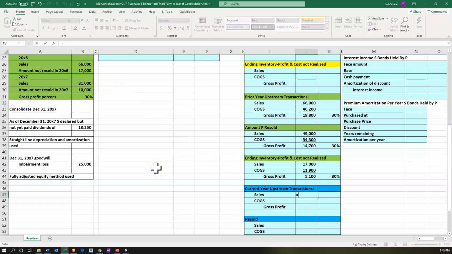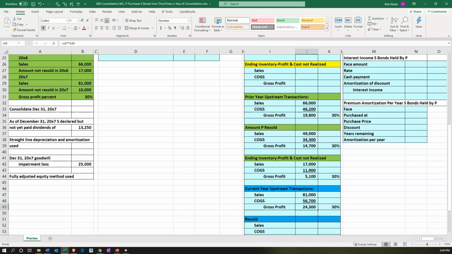And we're going to say, all right, then the sales for this one is going to be that 81,000. Then we've got the gross profit percent at 30. Therefore, the 81,000 times 30% is going to be the amount of the gross profit, or the 24,300. Difference cost of goods sold, 81,000 minus the 24,300. There's our difference in the cost of goods sold.